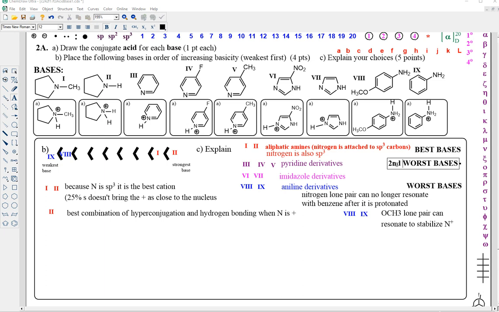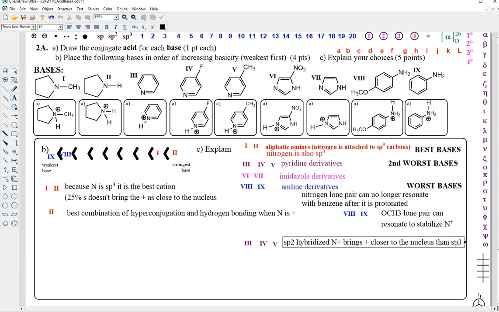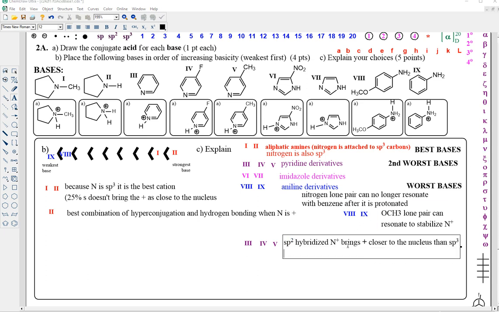Pyridine derivatives are the second worst category of bases. The reason is that the nitrogen itself is sp2 hybridized. sp2 hybridized N plus brings plus closer to the nucleus than sp3, because it is 33% s.